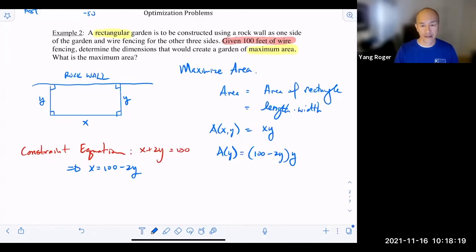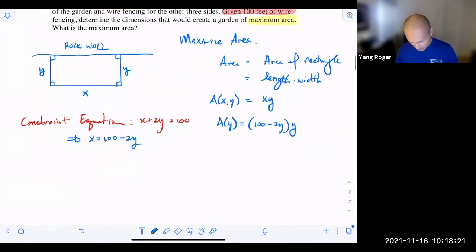Okay, great. So then I can simplify this, right? Because I have to take a derivative, so I want to simplify. I'm going to distribute. This becomes 100y minus 2y squared. And that's my area function. So this is what I want to maximize. Okay. So we're doing great. We're in great shape here.